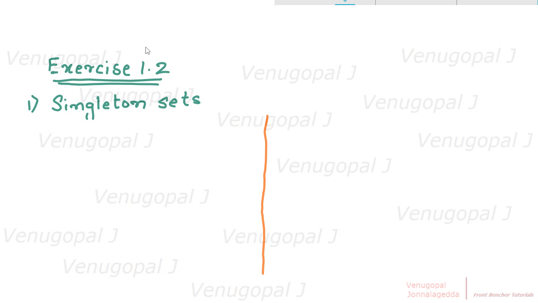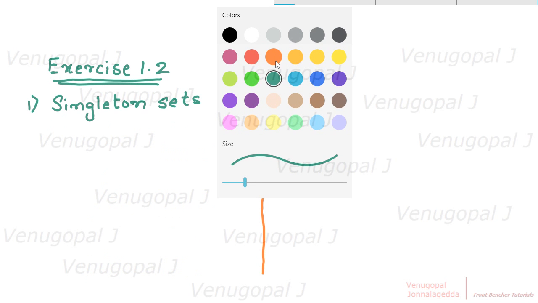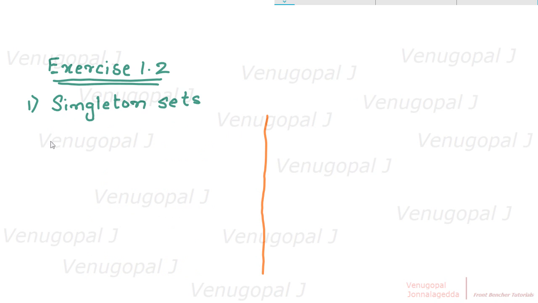Now let's attempt the second question. Okay, my second question for whether the set is a singleton is set B is equal to y such that y square is equal to 36.